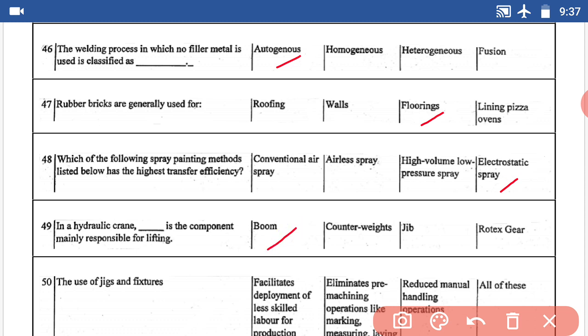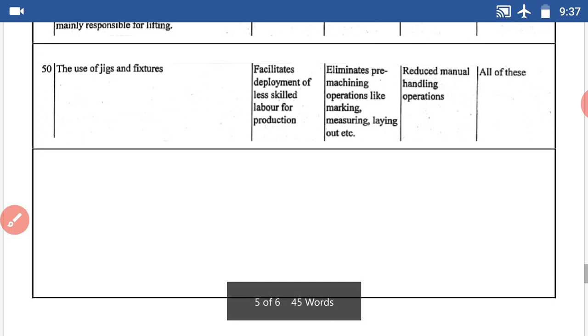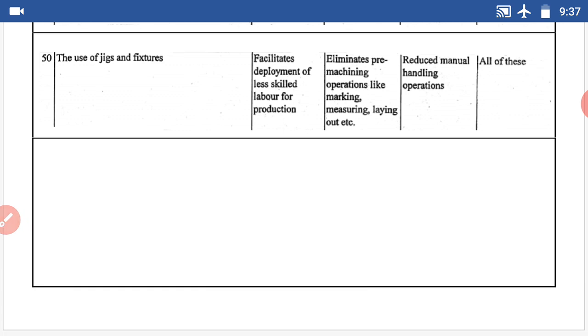Question number 50. The use of jigs and fixtures facilitates development of less skilled labor for production, eliminates pre-machining operations like marking, measuring, laying out, etc., and reduces manual handling operations. This question's answer is all of these. Option D is the correct answer.